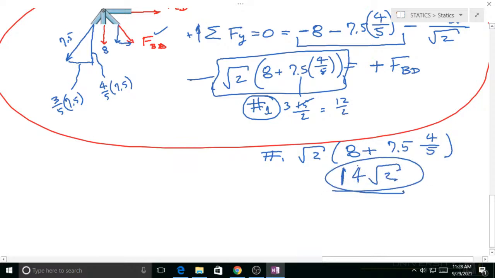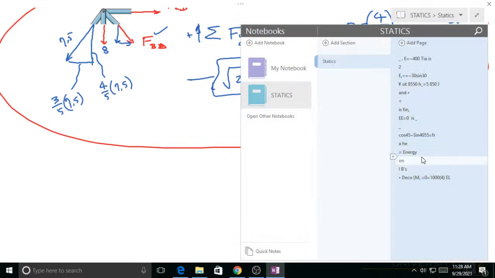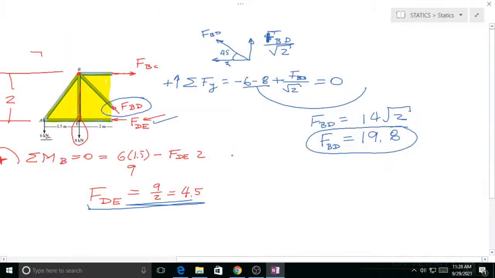So I got 14 over square root of 2. Is that what I got on the other one? Oh, there you go. 14 times square root of 2. All right. So we got the same answer there. So there's nothing more to do there.